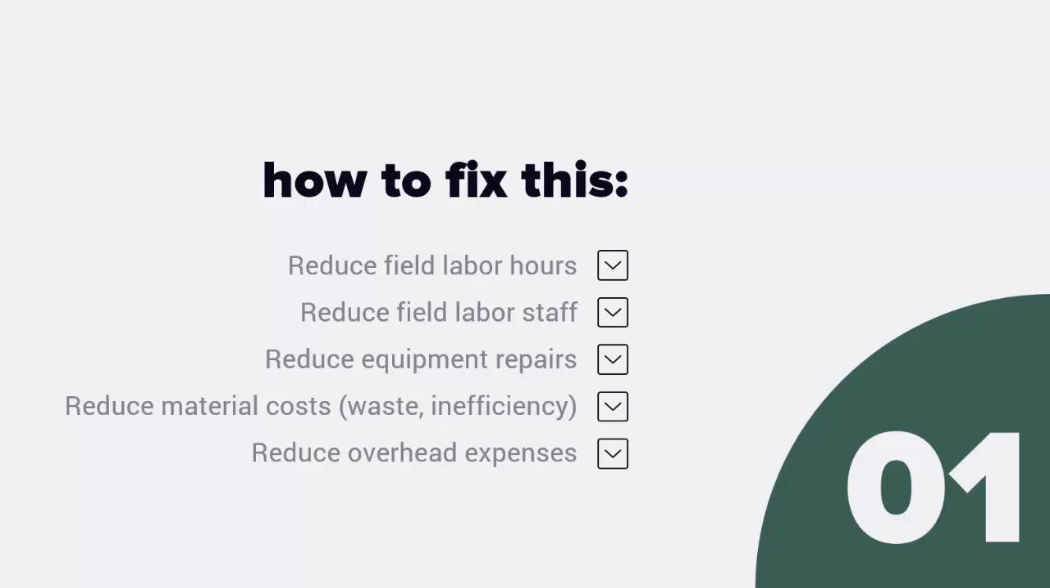Now these are pretty straightforward. You have the choice of reducing field labor hours. So do the same sales with fewer hours. You could reduce field labor staff. Sometimes you may realize that you should hit this sales goal with one less person, maybe even more for big companies. You could reduce things like equipment repairs.